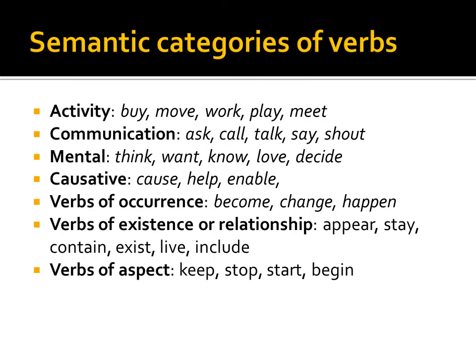In the book we also talked about some semantic categories of verbs, so sort of based on meaning. And they have activity, communication, mental activities, cause and effect, just occurrence, existence, and then aspect, sort of like the process that things are going through.